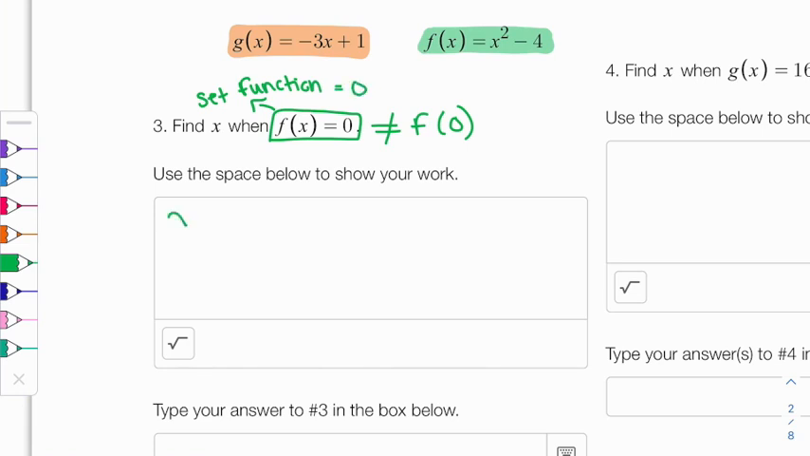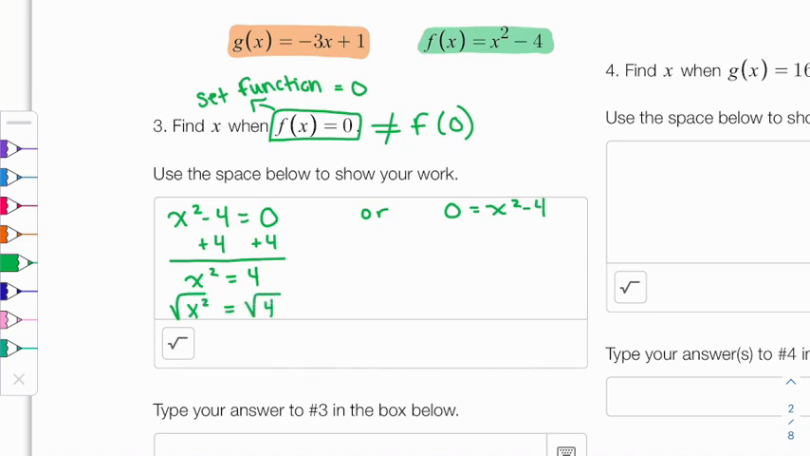So I'm going to do x squared minus 4 equals 0, or you could also do 0 equals x squared minus 4. Doesn't matter. I'm then going to add 4. To undo a squared, you take the square root of both sides. Don't forget, when I take the square root of both sides, I get two answers, one positive, one negative.